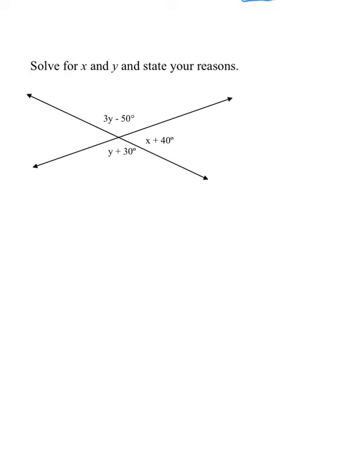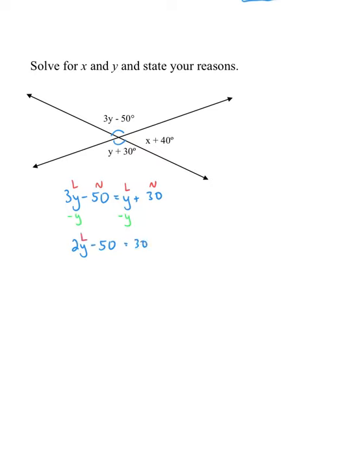So let's look at the two expressions with the same variable y, 3y minus 50 and y plus 30. We see they are opposite each other. So using the opposite angle theorem, I can say that these two expressions are equal because these two angles would be equal. So we'd get 3y minus 50 equals y plus 30. So I have a letter and a number on the left side, a letter and a number on the right side. So I'm going to bring all the letters to the left side by subtracting 1y from both sides. So I get 2y minus 50 is equal to 30.